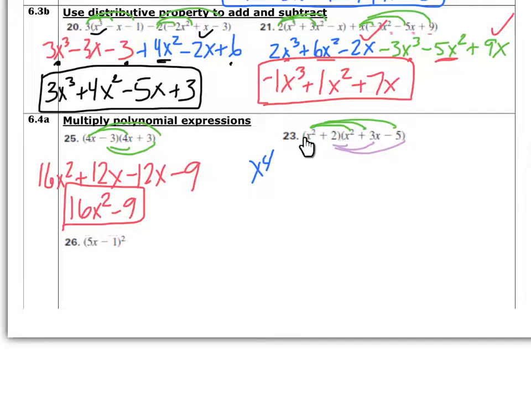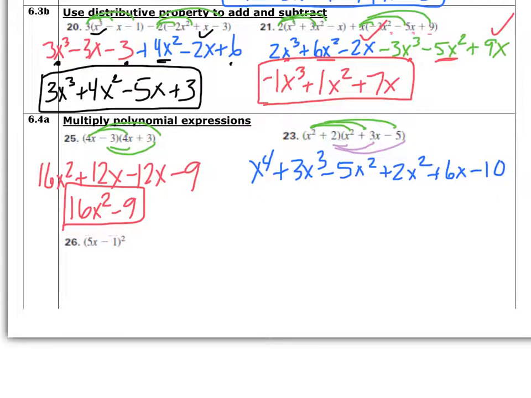Then x squared times 3x is going to be 3x cubed, and it's positive. And x squared times a negative 5 is going to be negative 5x squared. The next one is a positive 2 times an x squared, which is plus 2x squared. A positive 2 times a positive 3x gives us 6x. And a positive 2 times a negative 5 is negative 10.